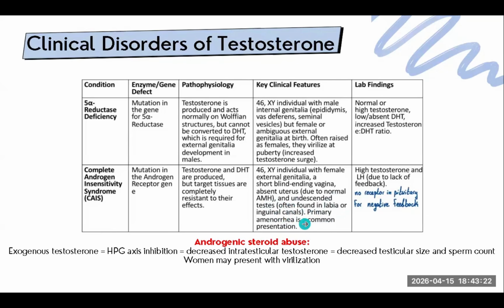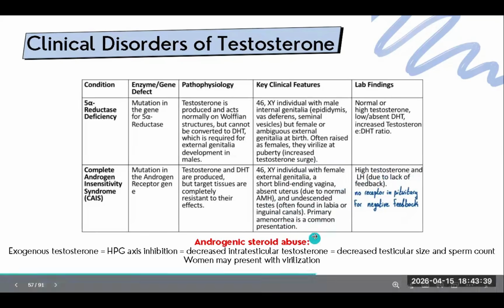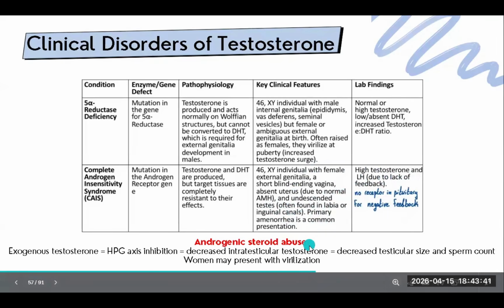Primary amenorrhea is a common presentation. Lab findings show high testosterone and LH due to lack of negative feedback because there is no receptor in the pituitary gland, and so there would continuously be high LH. Okay. Now there's one more clinical disorder, and this is unlike these two. This would be in grown-ups. Okay. These are from the beginning in the fetus.